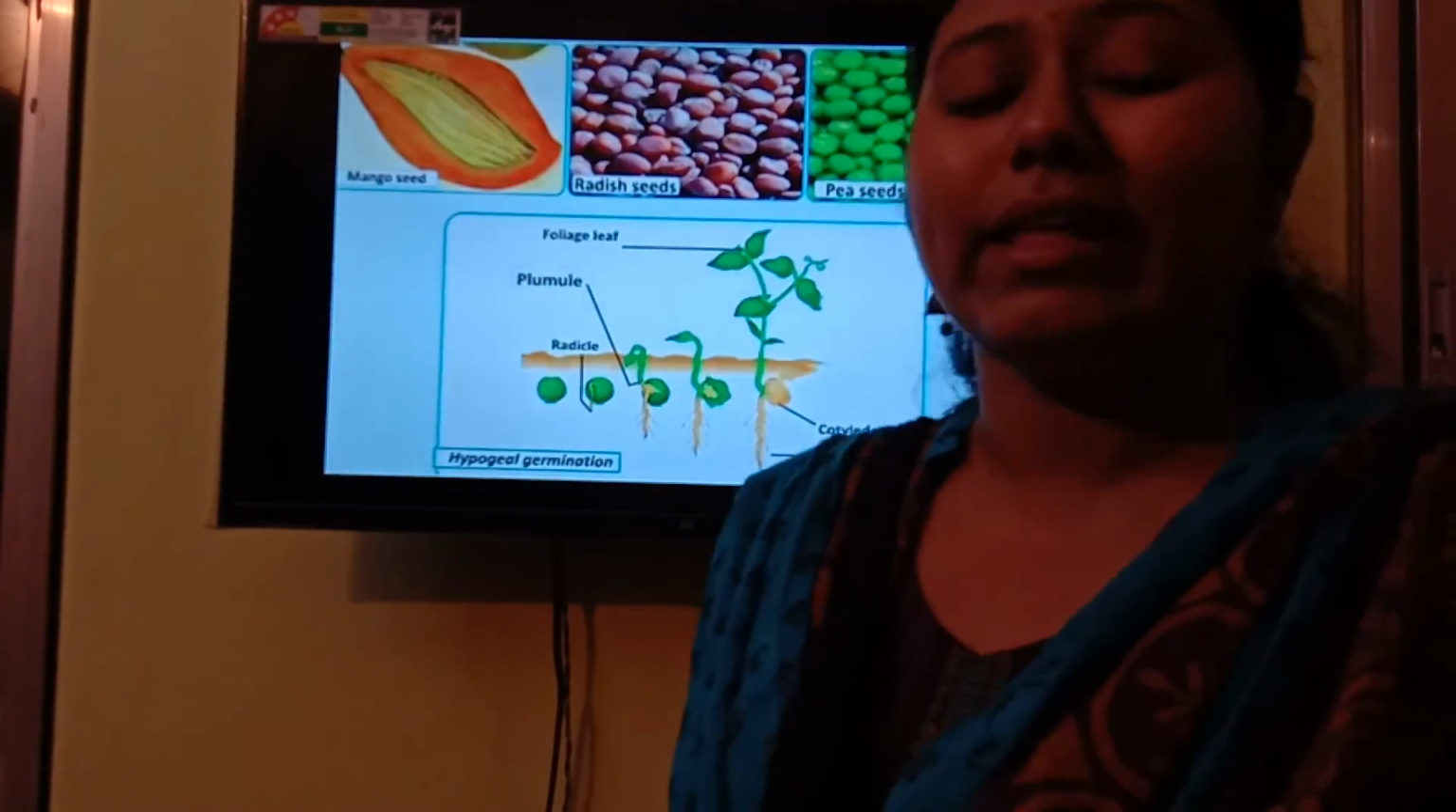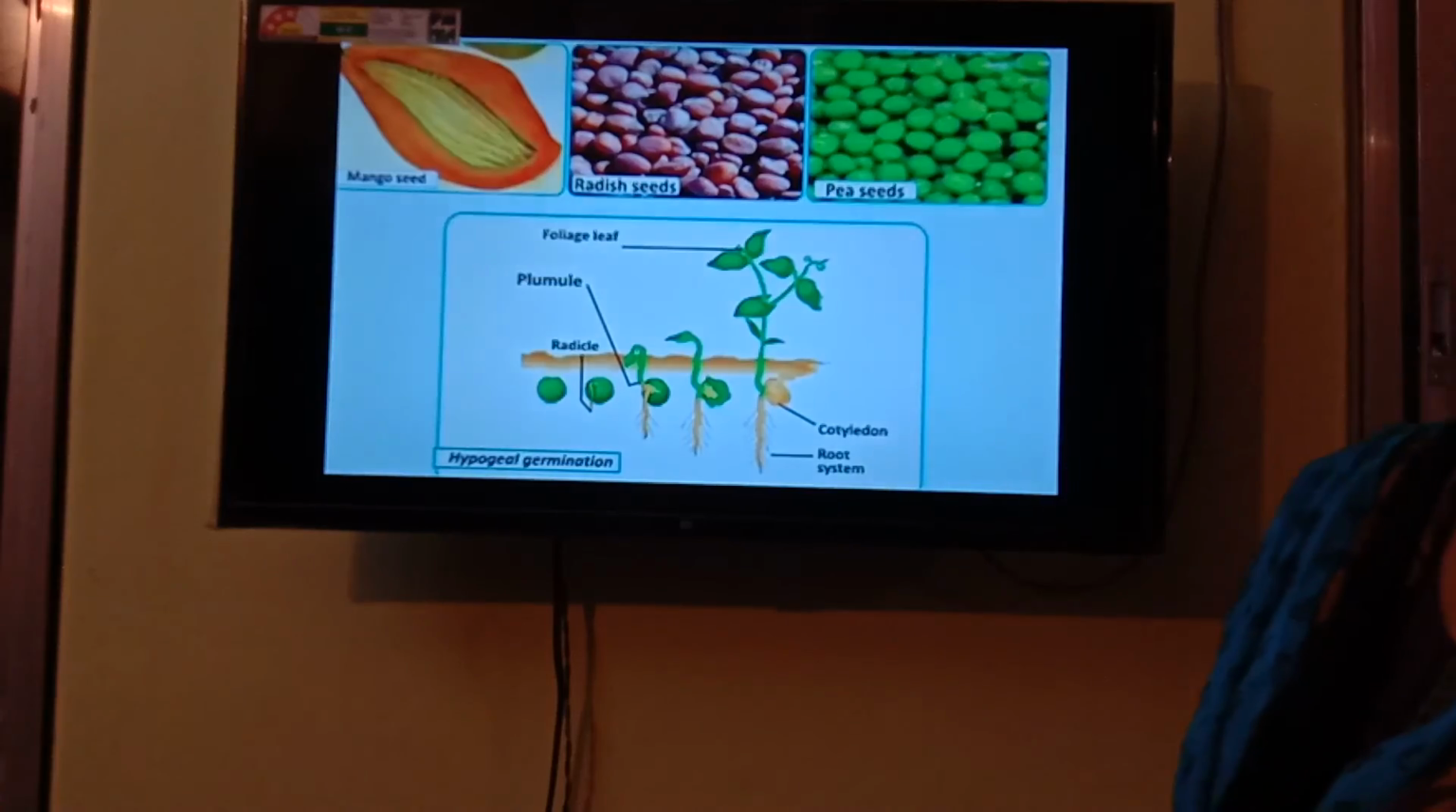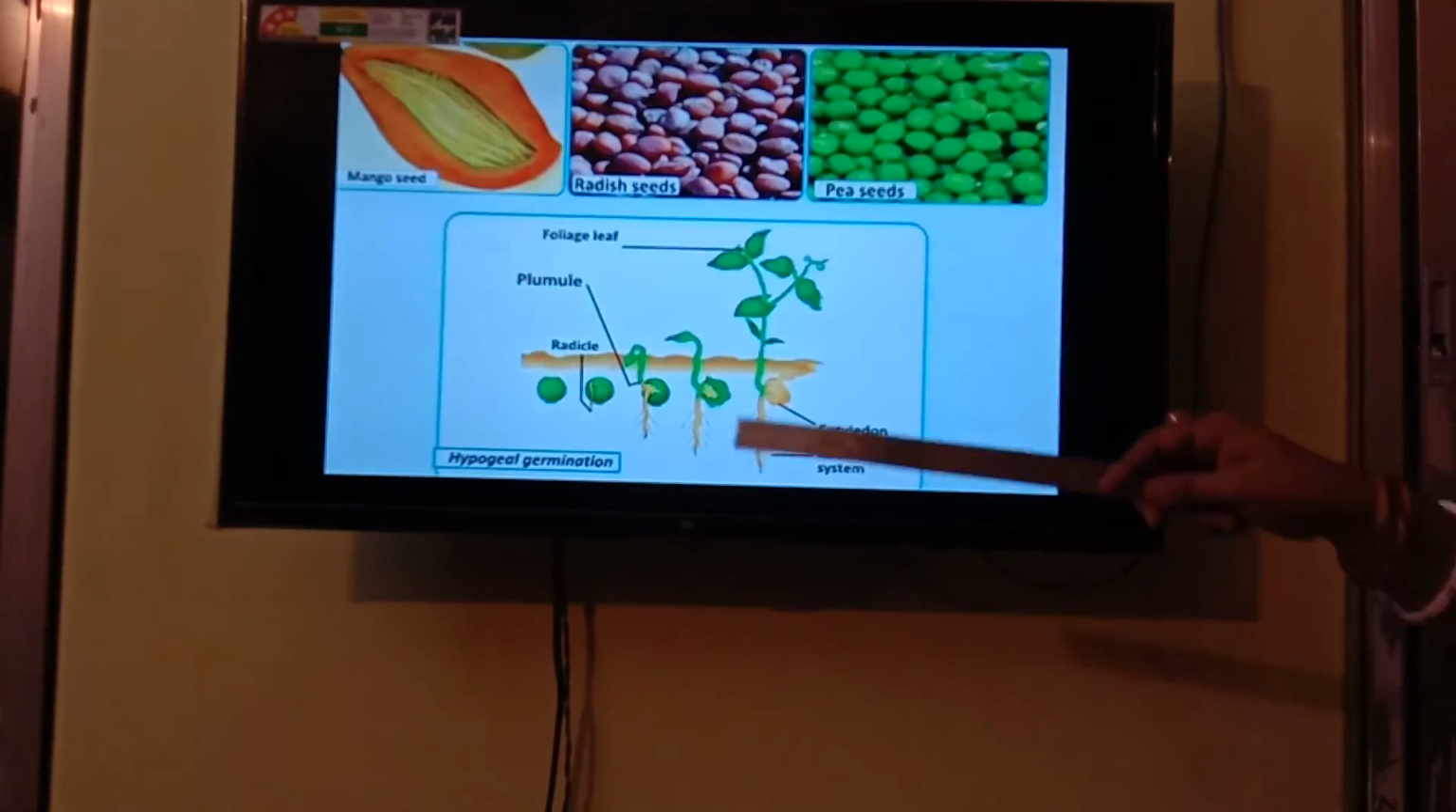Hypogeal means when the cotyledons remain inside the soil and they are non-photosynthetic. They don't help the seedlings. There are many examples. So students, look at the picture.